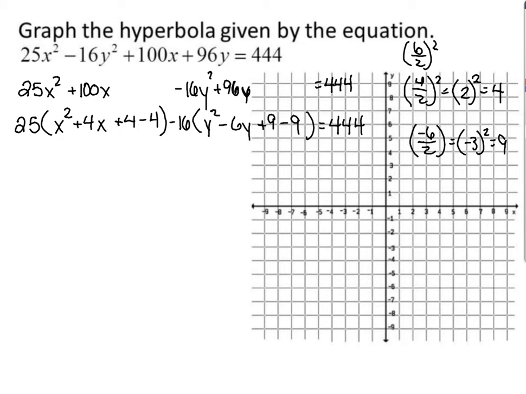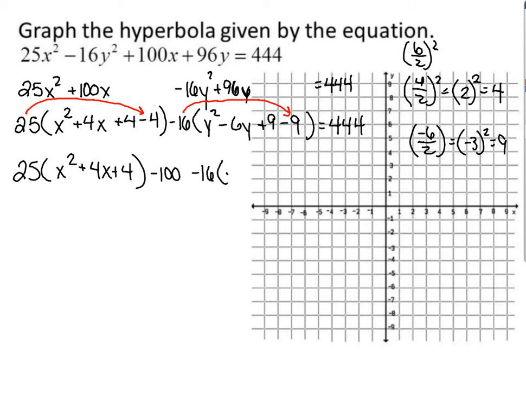Now we do not need the negative ones inside there to have our perfect square trinomial, so we're going to distribute so we can pull those out. 25 times the negative 4 gives us negative 100. Negative 16 times the negative 9 is going to give us a positive 144.